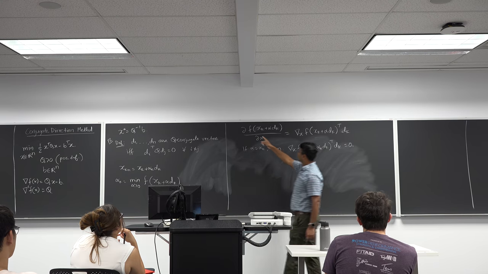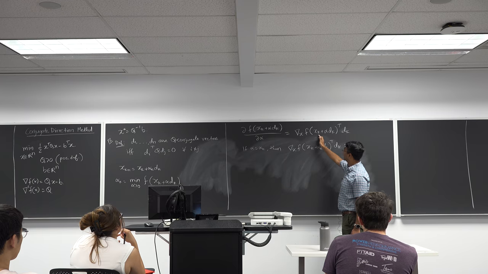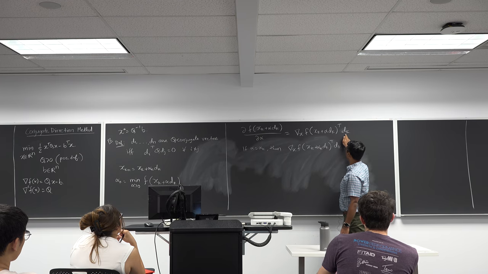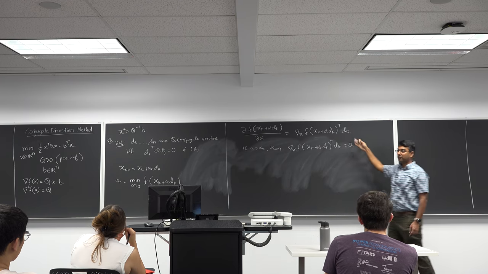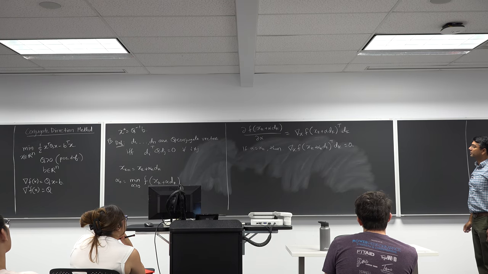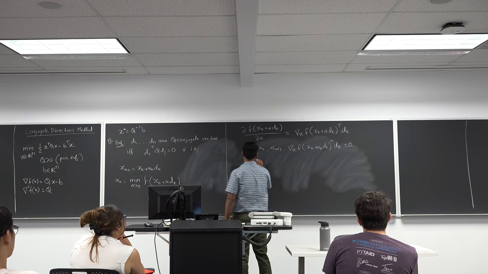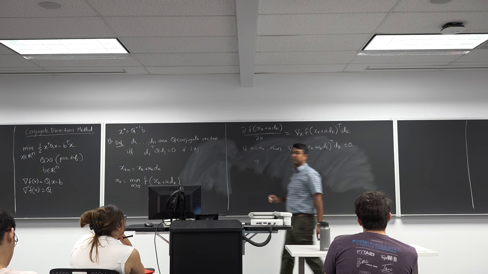Remember, this is a scalar, this is a scalar. So on this side, you have to have a scalar. So I have a vector transpose dk, which makes it a scalar. So from a dimensionality perspective, this also looks correct. Any other question?